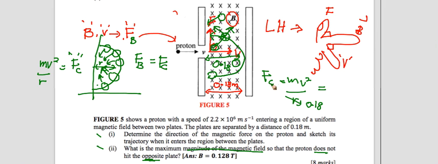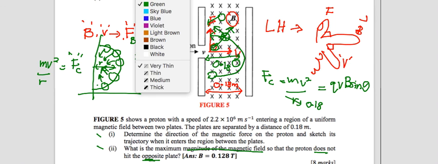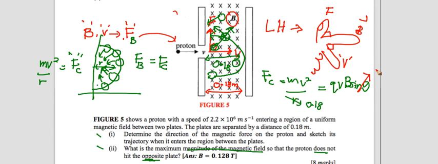But F_c is equal to F_B. F_B is the magnetic force, with the equation qvB sin theta, right? Theta here is 90 degrees, because the angle between B, into the page, and the direction of V, to the right, means theta is 90, so sin theta is equal to 1. The question asks you to calculate B.